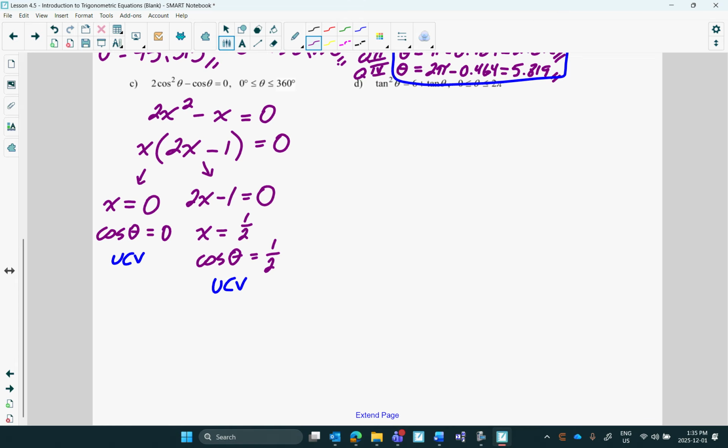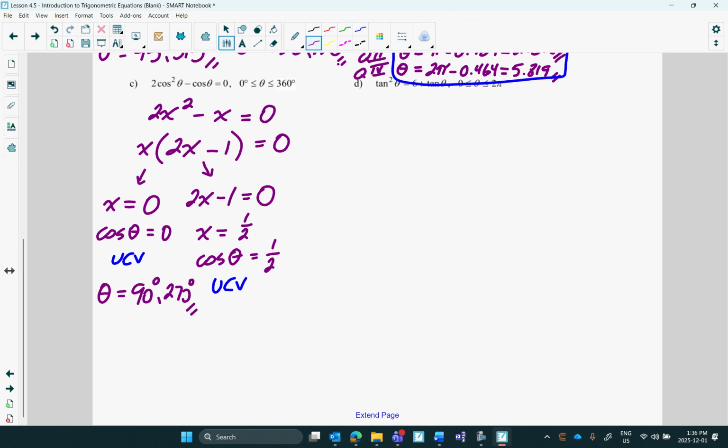So what angles, in degrees, is the x coordinate 0? 90? Is that what you said? Did you say 90? You're right. There's one more. 270. That's right, too. So there's 2 answers.